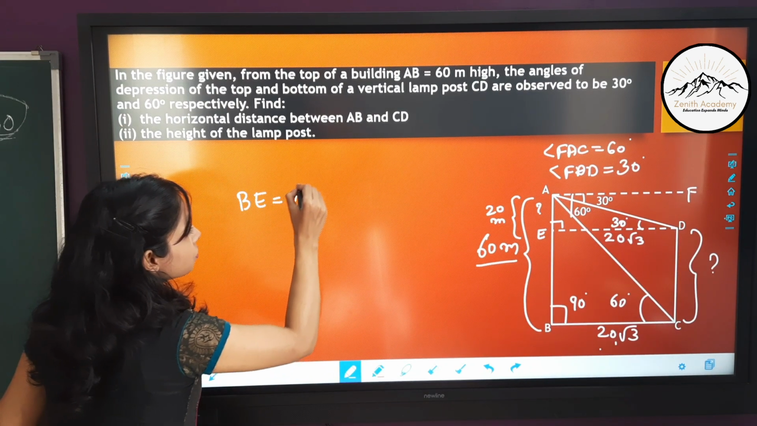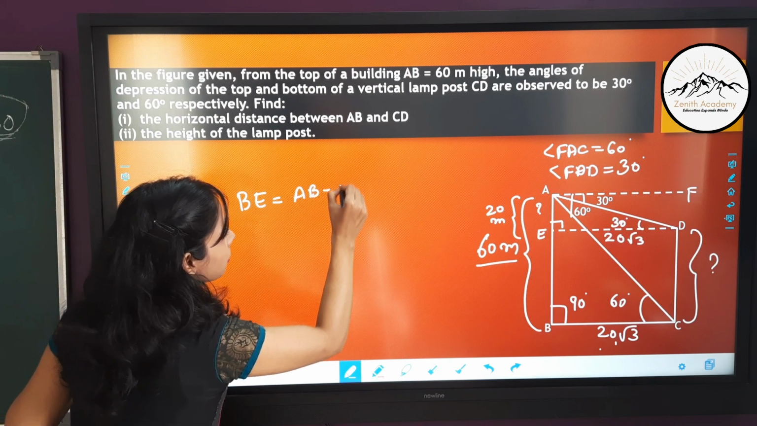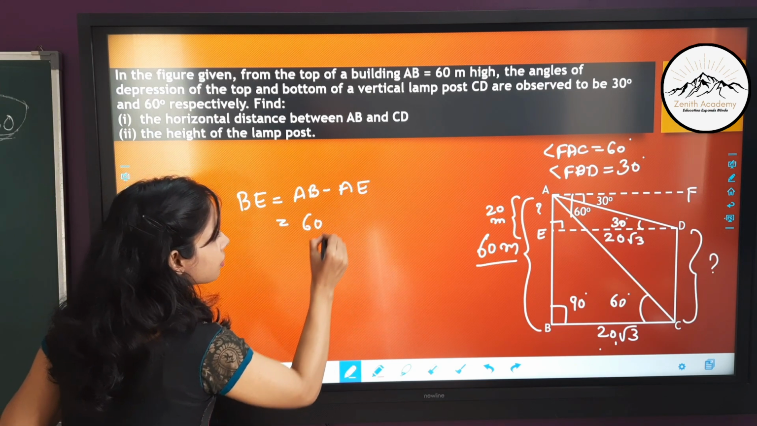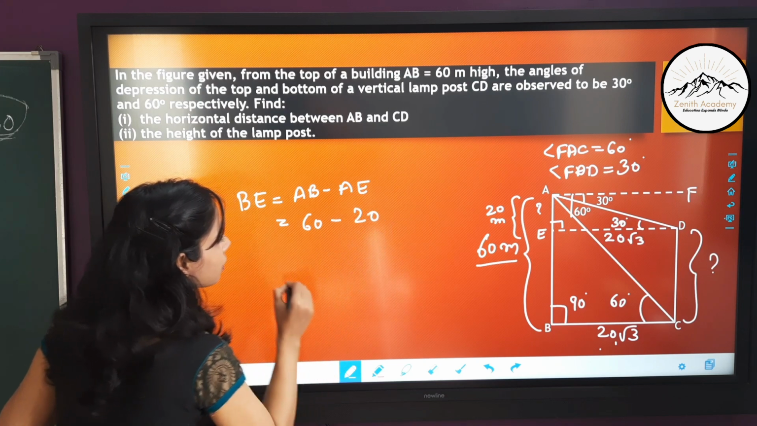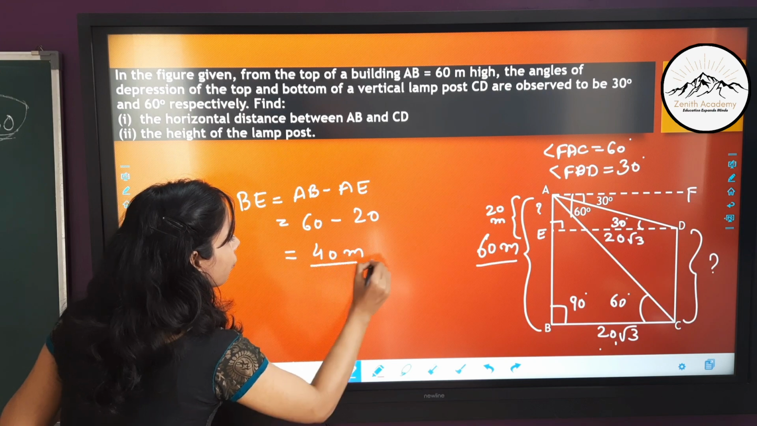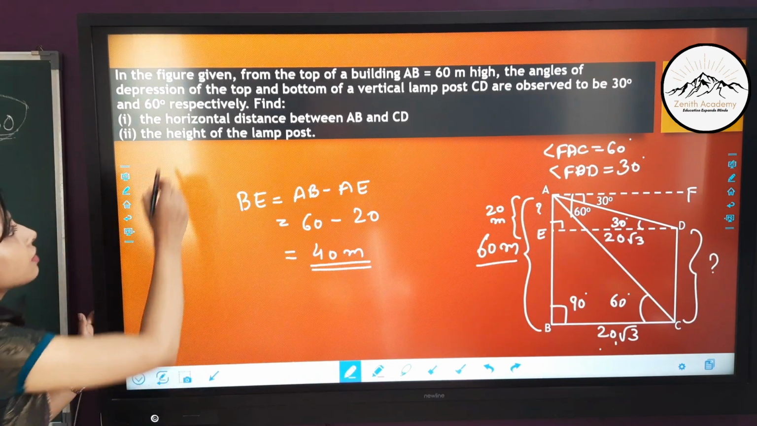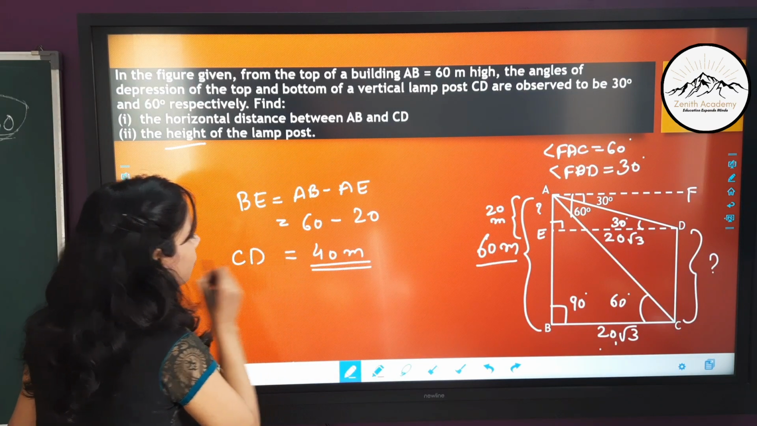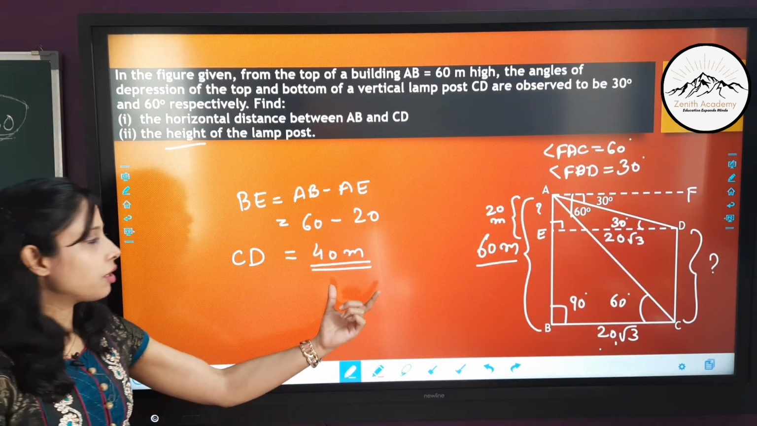BE is equal to AB minus AE, and AB was given to us as 60, AE we found out as 20, so our answer is 40 meters, and hence the height of the lamppost, that is CD, will be equal to 40 meters.